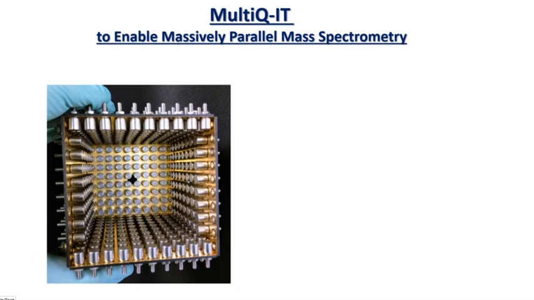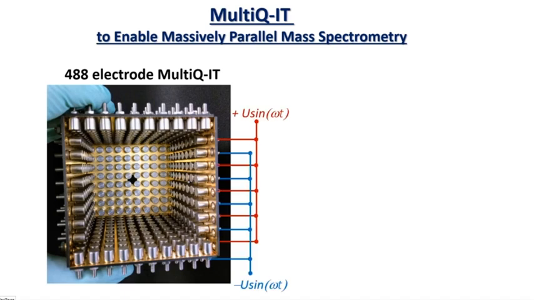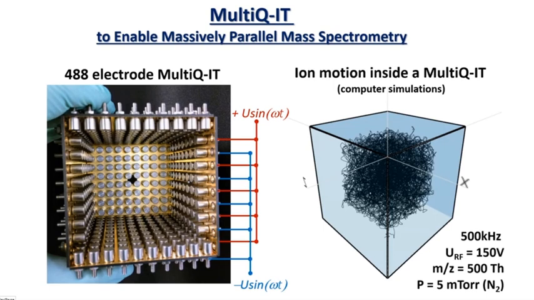The major idea we build into this trap is to enable massively parallel mass spectrometry. Let me tell you how it's built. We take a multitude of cylindrical electrodes and put them around the volume where we mean to hold the ions. For example, this construction would take 488 electrodes, and you can see the construction with the front panel removed. We drive it for now with sine waves, 2 sine waves shifted by 180 degrees. And one can show by computer simulations that this structure would stably trap ions for a long time.